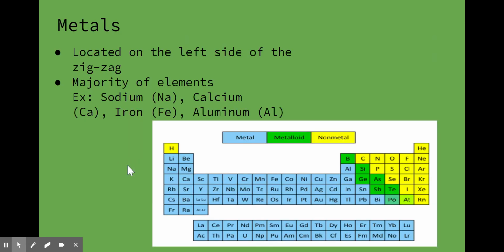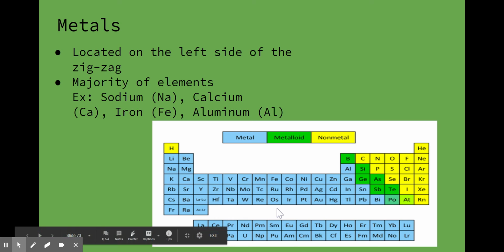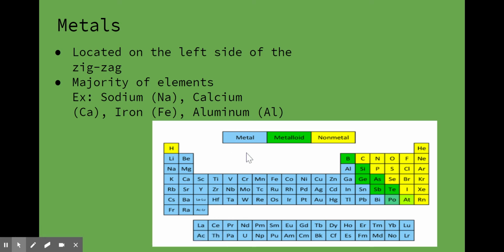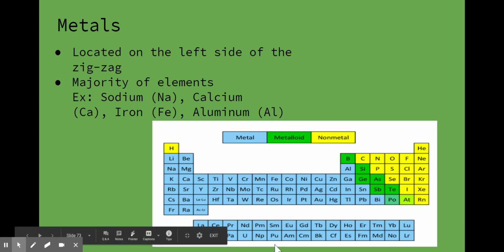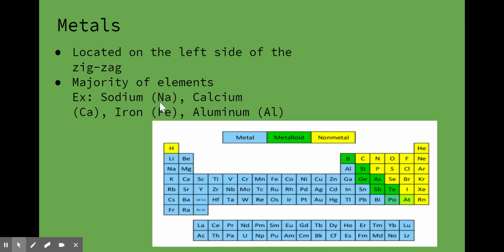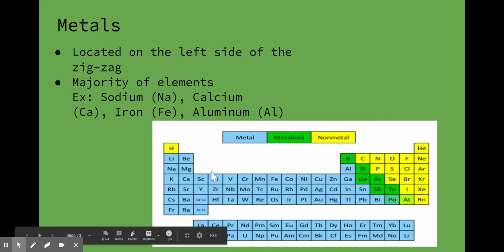Okay, we're going to start off with metals. Metals are on the left side of the periodic table. You can see down here below, metals are in blue. Everything you see over here in blue is a metal. That's a lot. They make up the majority of the periodic table, and I gave you some examples. These are ones that you had to know, like sodium, calcium, iron, and aluminum. These are all metals.